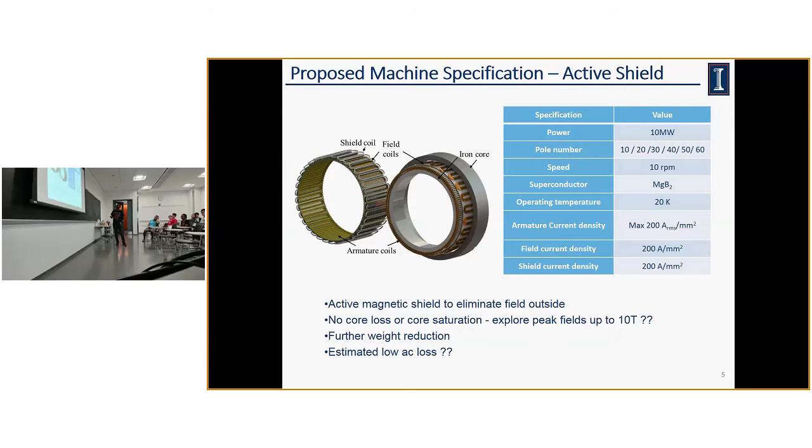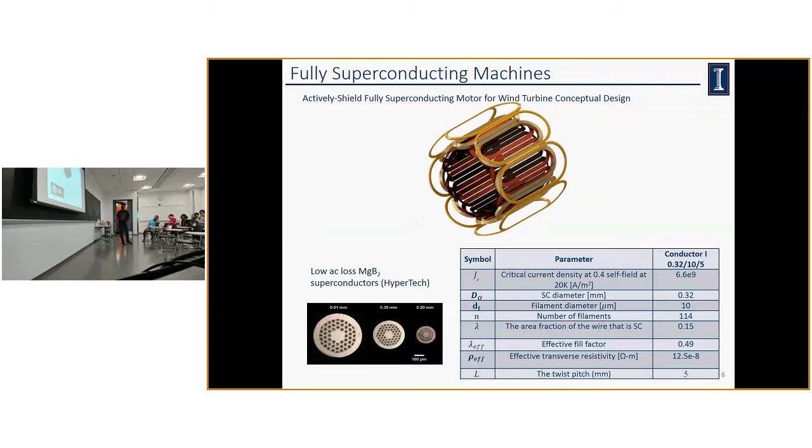So these are the questions we have: is the active magnetic shield helping for wind turbine application, or can we go up to 10 Tesla? Is that possible? Or is it going to reduce the weight? And how much will the AC losses be when we go for this design?